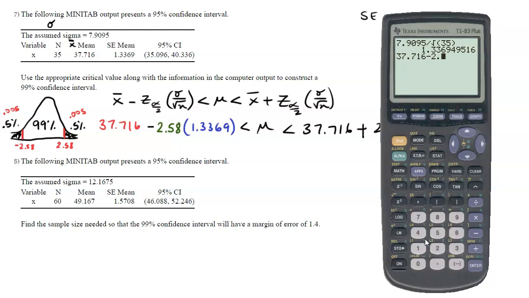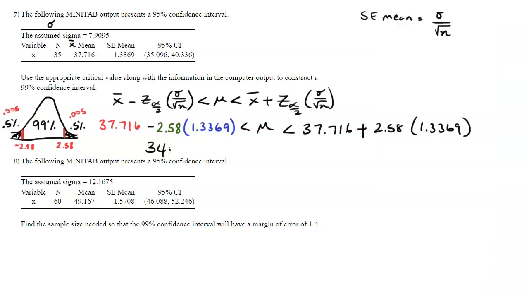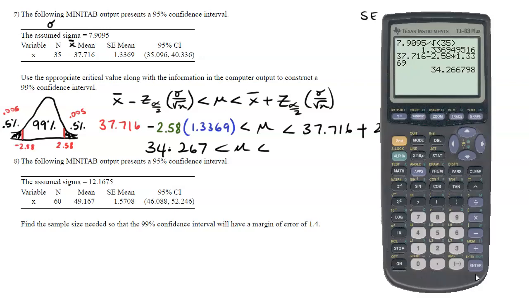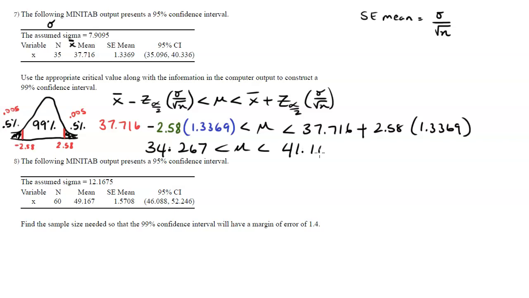37.716 minus 2.58 times 1.3369. 34.266 or 267. 34.267. That's the lower bound. And let's just press second enter and go back and change that minus to plus. That's all we need to do. 41.165. And that's our answer. That's the 99% confidence interval.